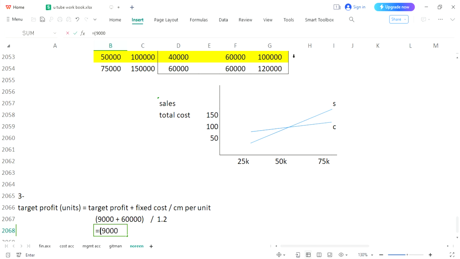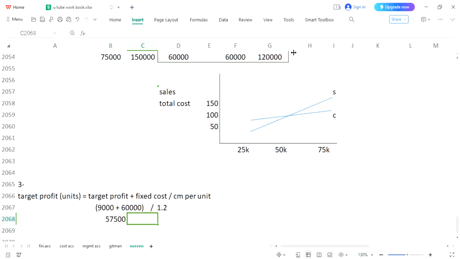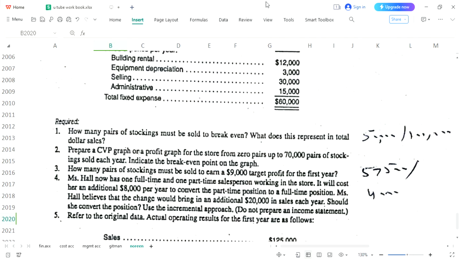9,000 plus 60,000, your fixed cost, and it would be divided by 1.2, which is CM per unit. So we have calculated the number of units. If we want to earn a profit of 9,000, we'll have to make 57,500 units. Third point. So you can see the third point, and its answer is written over here, 57,500. Third point has also been solved, and we are now going to see what the fourth point is saying.